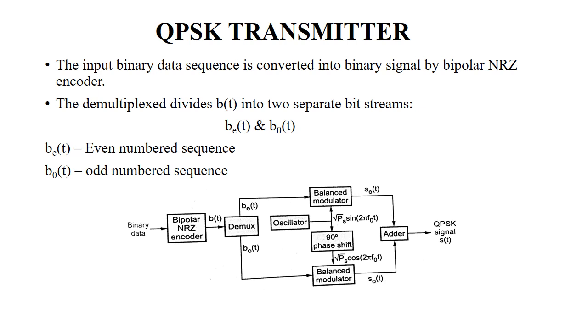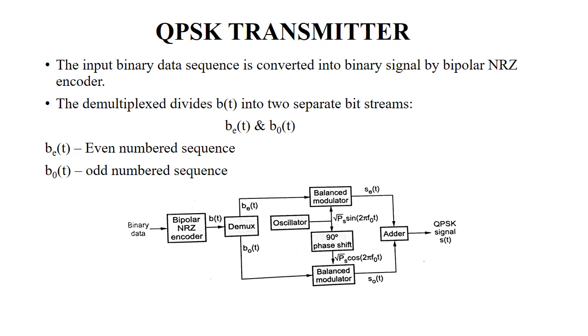Next the output is given to the addition of modulated carriers. Here we have used the two signals b_e(t) and b_o(t). The output of the adder is the OQPSK signal, given as s(t) equal to s_o(t) plus s_e(t), that is b_o(t) root Ps cos 2 pi f0 t plus b_e(t) root Ps sin 2 pi f0 t. After that it is given as the QPSK signal and phase shift.